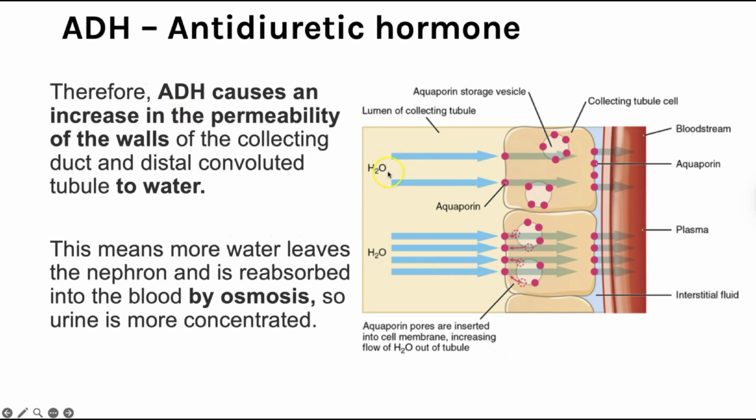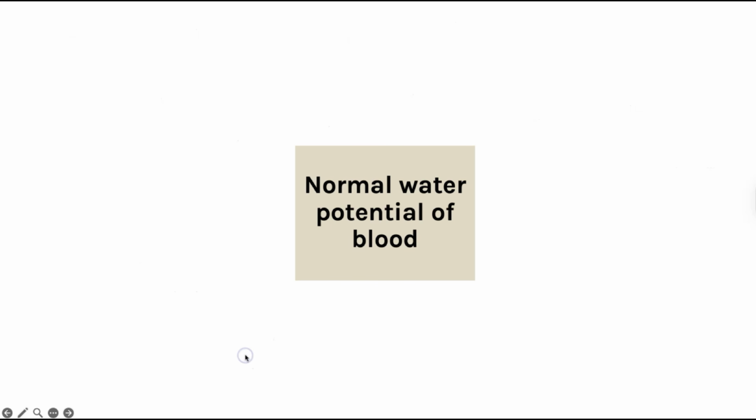So therefore, ADH causes an increase in the permeability of the walls of the collecting ducts and the convoluted tubule, which means more water will move into those cells and then into the blood by osmosis. And therefore, urine is more concentrated and you return more water to the blood.